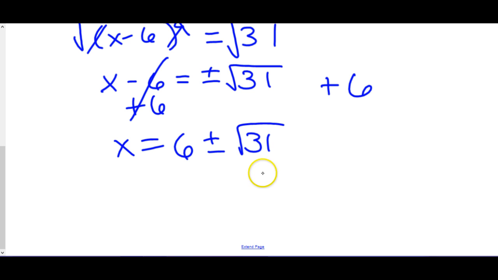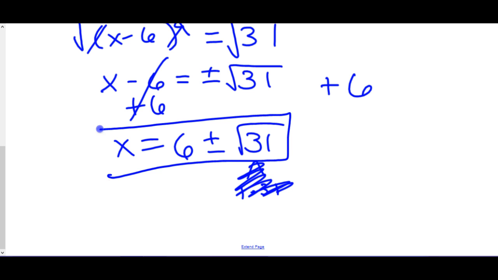We should also check to see if square root of 31 would reduce, and we do that by doing a factor tree. We need to say what numbers multiply to be 31. Well, the only possibility is 1 and 31, and we don't care. The 1 is not important to us in a factor tree, so that didn't work out. That was our only possibility, and it didn't work out for us, so we leave it as 6 plus or minus square root of 31.